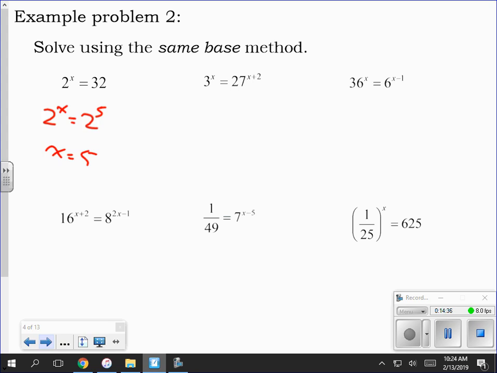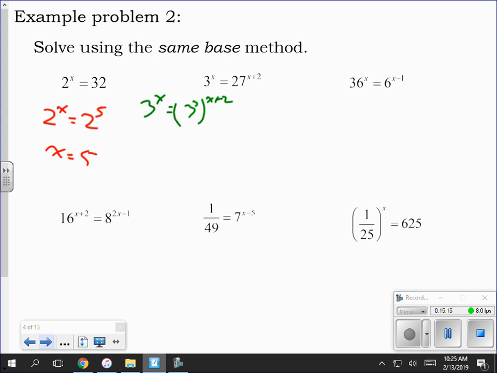So in the next one, I have 3 and 27. 27 is 3 cubed. So I rewrite the 27 as 3 cubed. This one's a little more difficult, but it's not that much harder. So I have 3 to the x equals 3 cubed to the x plus 2 power. I changed the 27 to 3 cubed. Now, it's still a little goofy. But what do I have?